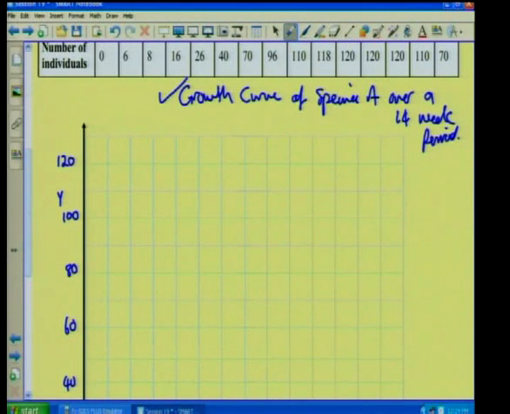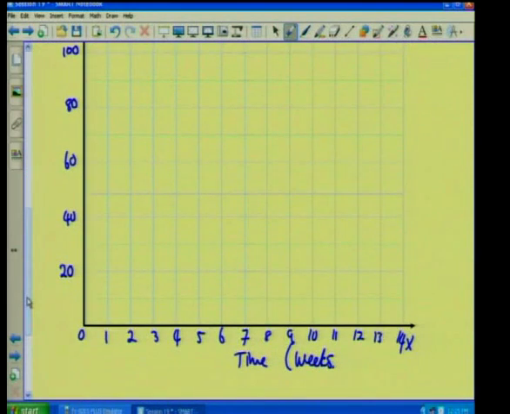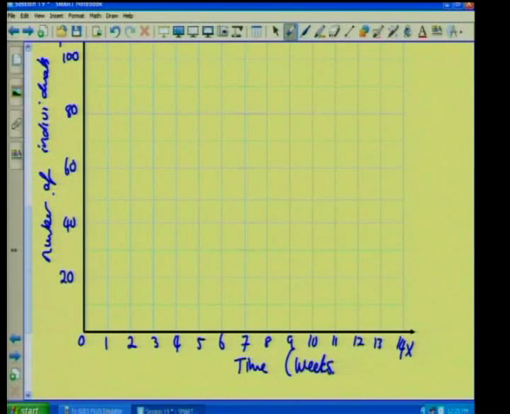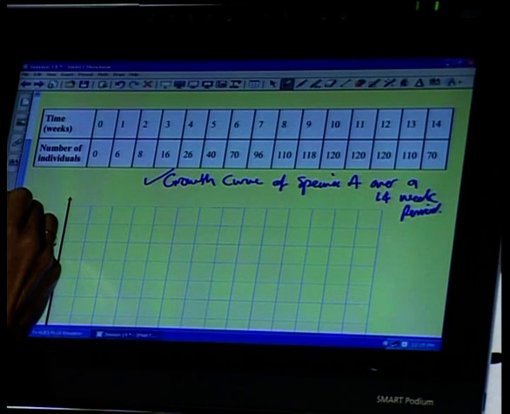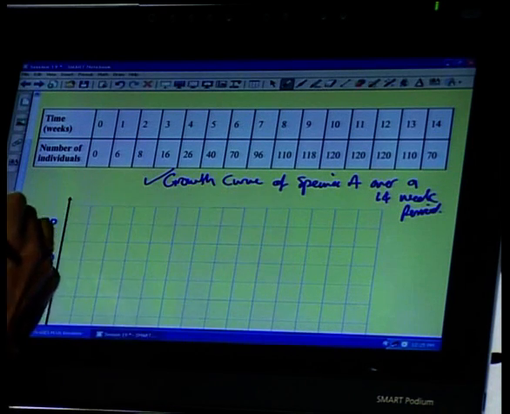Okay, so now we've got all our little organisms. But what is the y-axis? This is going to be the number of individuals. Okay, it's the number of individuals of this population. You can say number of individuals of species A if you really want to get technical here. Okay, now we have to plot. So how do we plot this? And remember, we're going to get marks for plotting. So we've already got a mark for the correct heading.